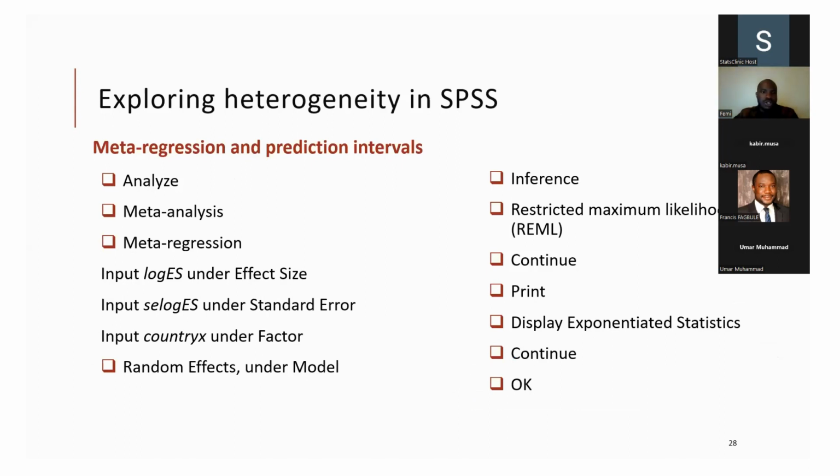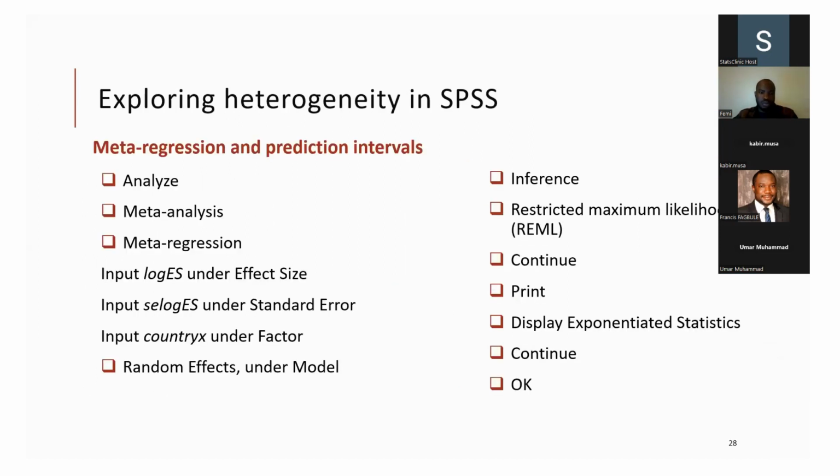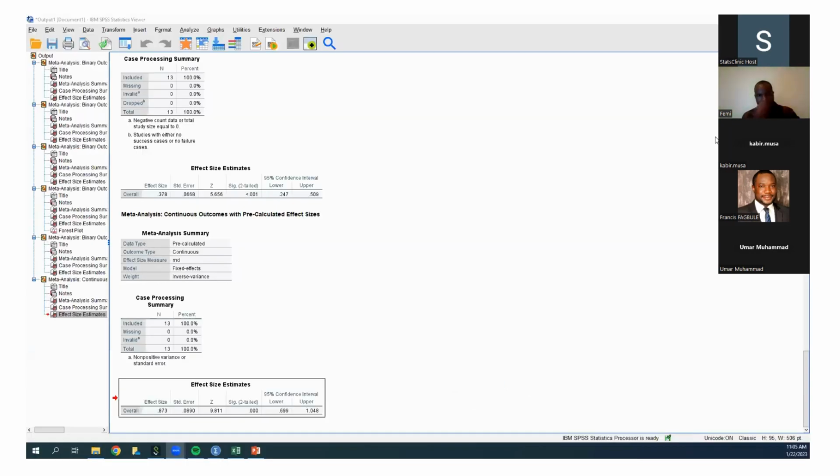So I want us to go back to our first meta-analysis of dichotomous outcomes. It's pretty much the same thing that we have done before, just some slight differences. So Dr. Abiy might need to take over sharing the screen at this point again. So what are we doing with this meta-regression and prediction interval? We are trying to see what is probably responsible for this considerable heterogeneity that we have in this study. We want to try and explore, we want to try and find out.